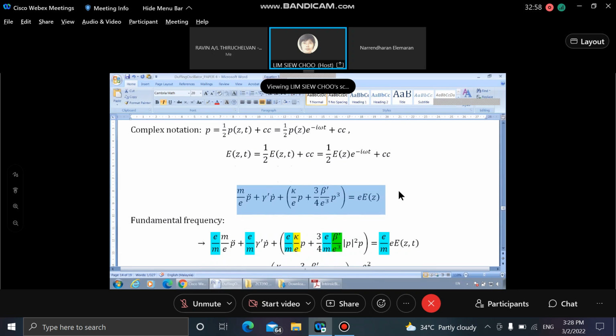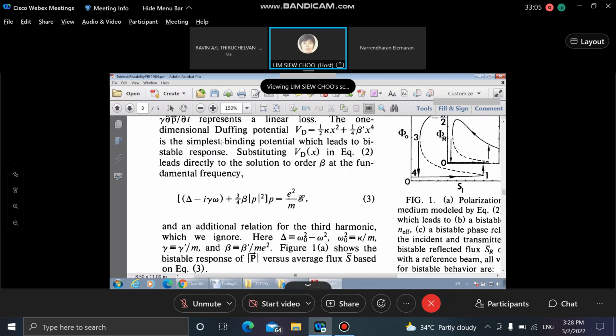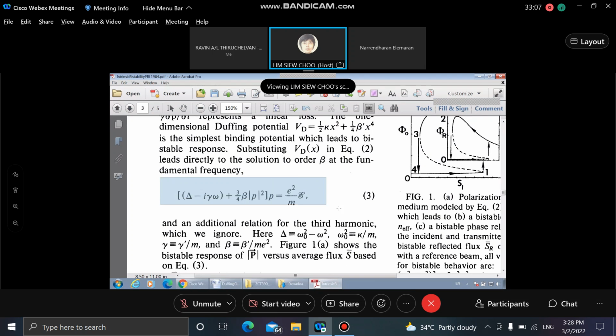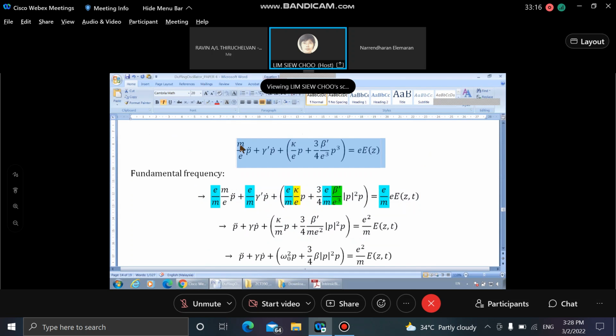So is it the same as the article? Yes, it is the same, except this constant. So we look at how to work out this. There is a constant m over e here. According to this paper, nothing here.